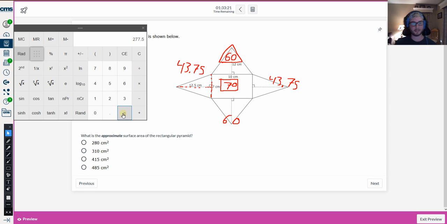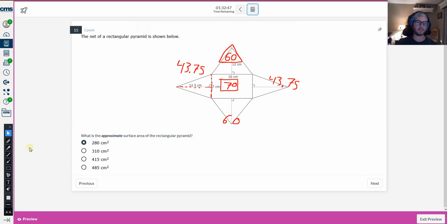Alright, let's click the right button this time. And I got 277.5. Now, this is not an answer choice, which brings me to show you this. The question is asking what is the approximate surface area of this rectangular pyramid. That means you're supposed to round. Whatever answer you get, you're not going to get the exact correct answer. They want you to round to the closest answer that is available, which in this case would be 280. That's what we wanted to happen for number 15.